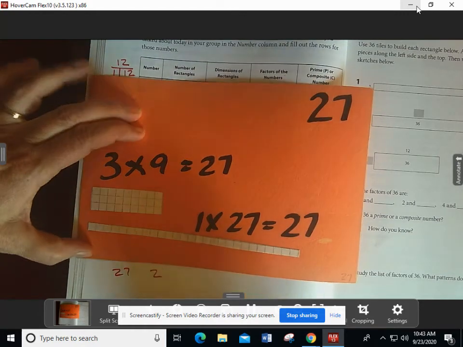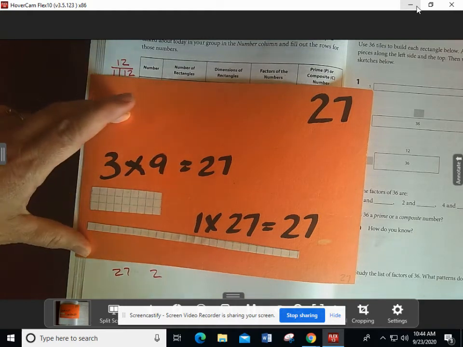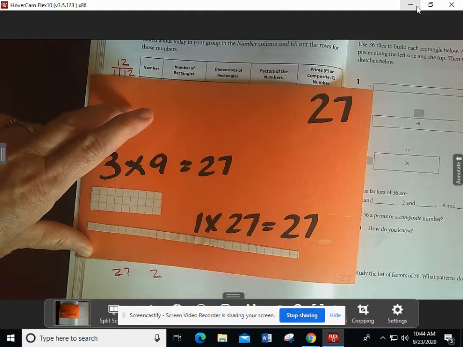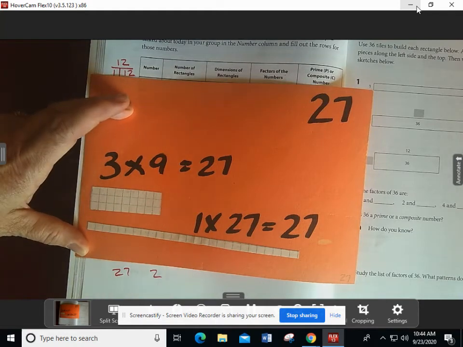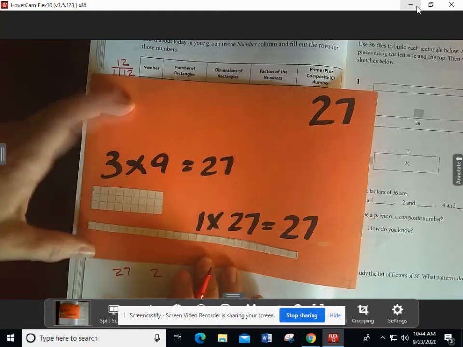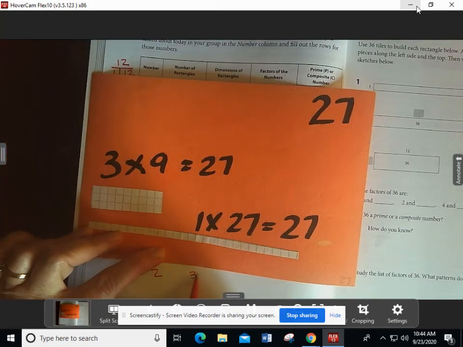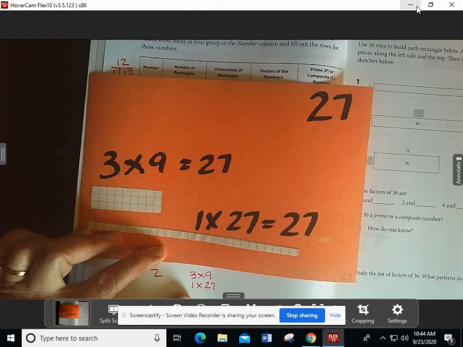Dimensions of the rectangles. Who can tell me the dimensions of these rectangles? I'm looking for a new hand. I always have the same few hands up. Nobody's brave? They're all afraid because they're being recorded. Okay, Luke, tell me about it. 3, 9, 1, and 27. Okay, so remember, dimensions are the factors. So we have factor pairs. So we have 3 times 9, 1 times 27.